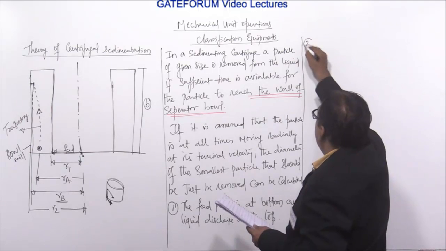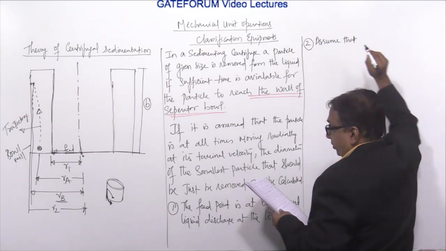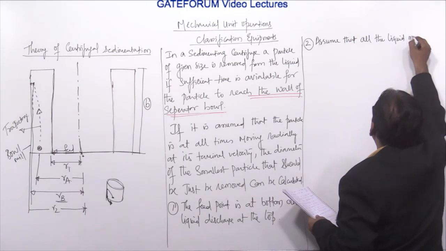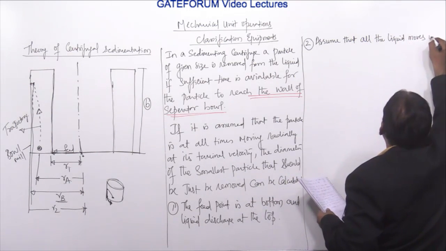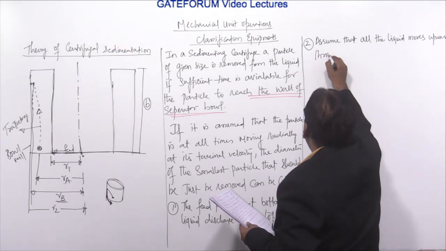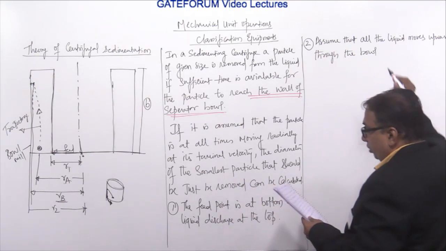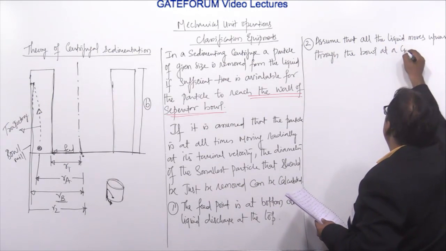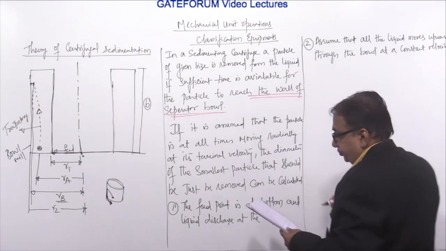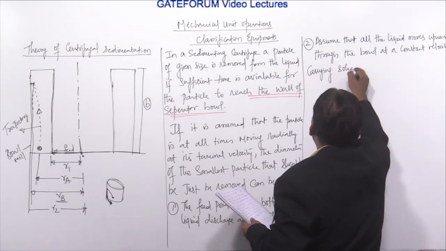Number two, assume that all the liquid moves upward through the bowl at a constant velocity, carrying solid particles with it.